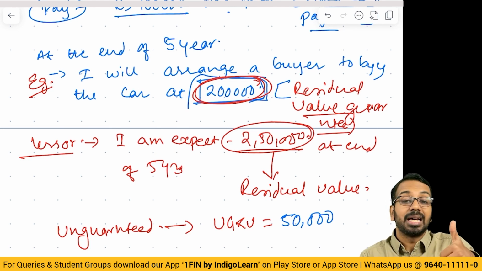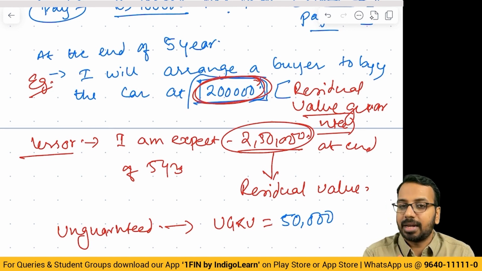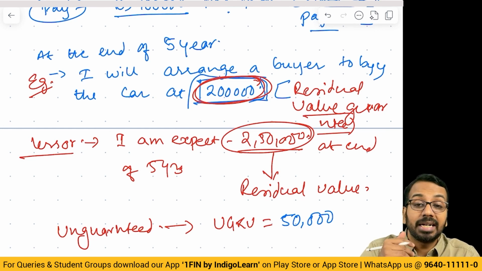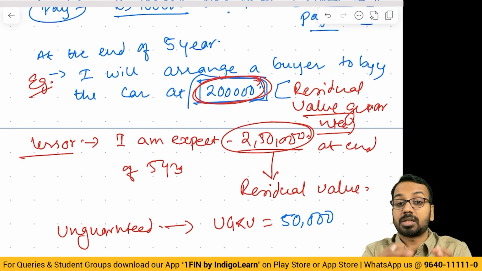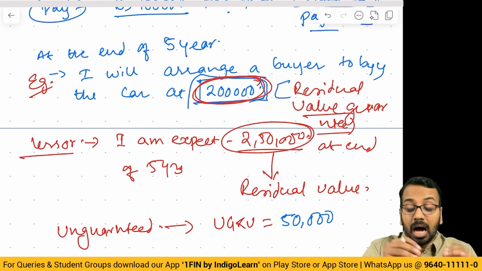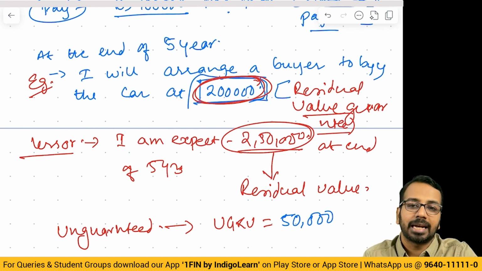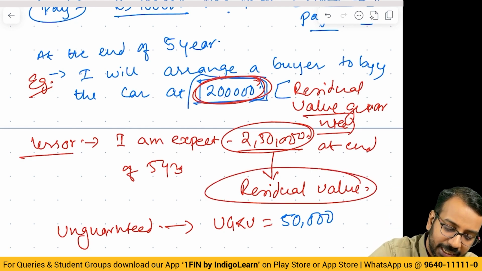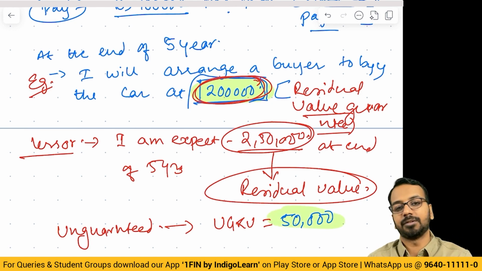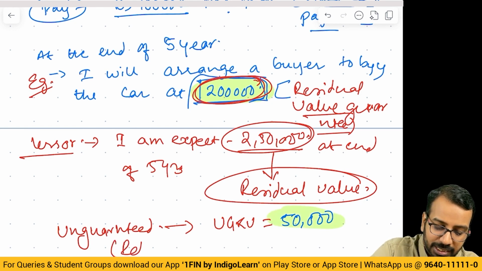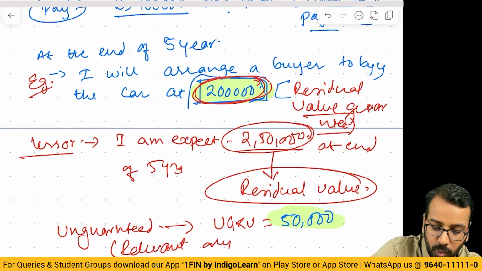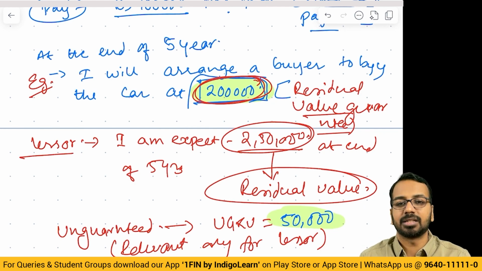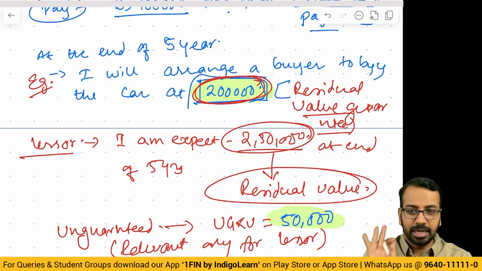So we have understood two terms: residual value, the total value that the lessor expects that he will get at the end of the lease term. Residual value guarantee is the guarantee given by the lessee or by someone on behalf of the lessee. Unguaranteed residual value is something which is not guaranteed by anyone. So you have total residual value, out of which you have guaranteed 2 lakhs and unguaranteed 50,000. Unguaranteed residual value is relevant only for the lessor. Lessee is not bothered about unguaranteed residual value. Okay, I hope it is clear so far.